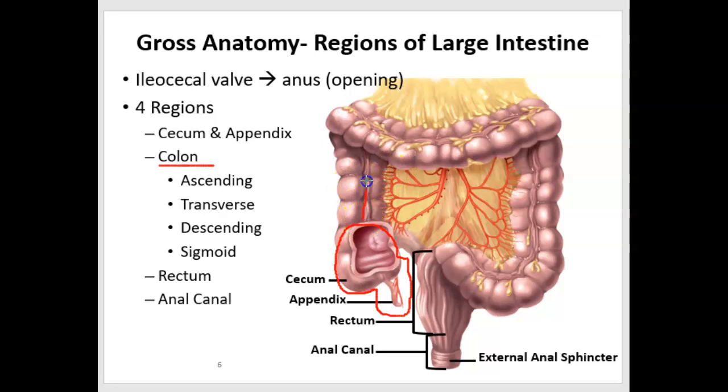And there's an ascending portion, often called the ascending colon, and then a transverse portion called the transverse colon, and a descending portion called the descending colon. And then there's this curved region, and that's called the sigmoid colon, which leads to the rectum, and then finally the anal canal, where the opening exists, and we usually refer to the opening as the anus.